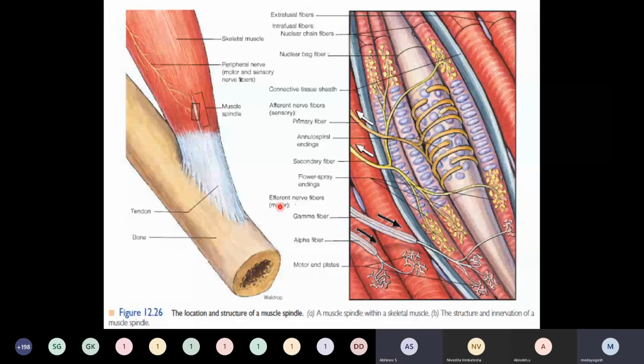Look at this region. Not only is information carried from these receptors to the brain, we are also getting some signals back from the brain to the receptor. You can see here that these are the motor nerves. So this is the only receptor in the body which has a sensory supply as well as a motor supply.